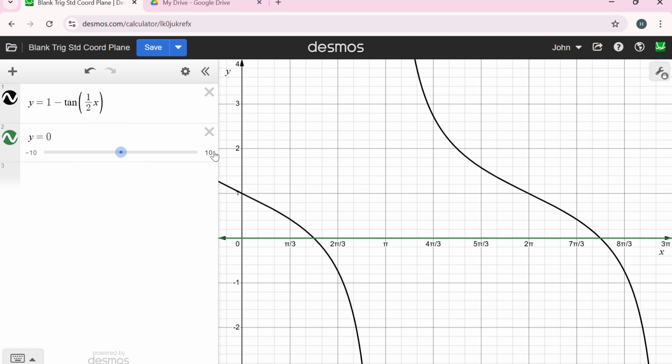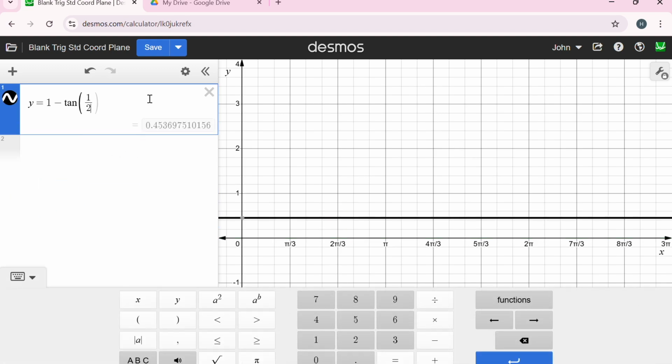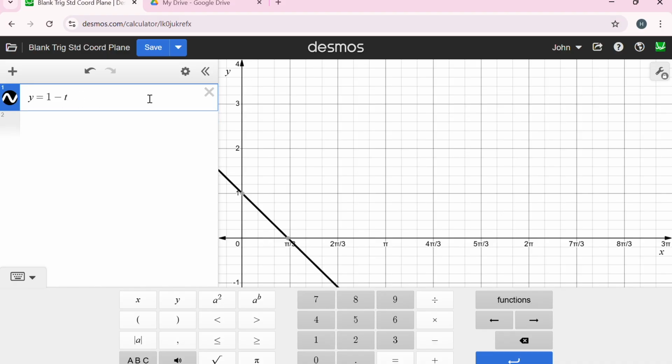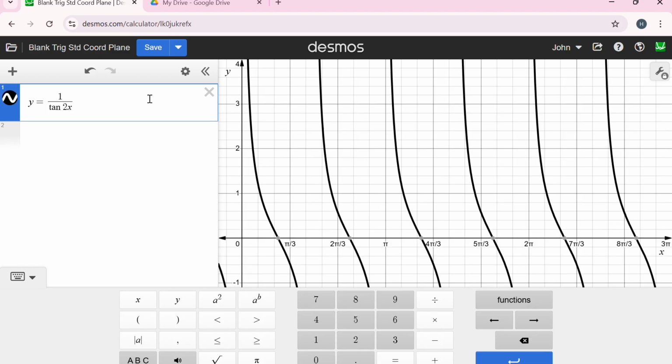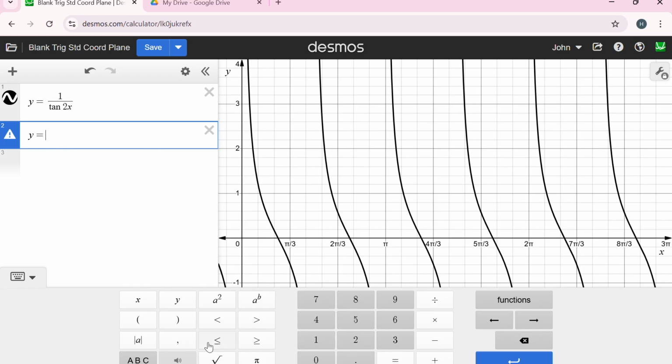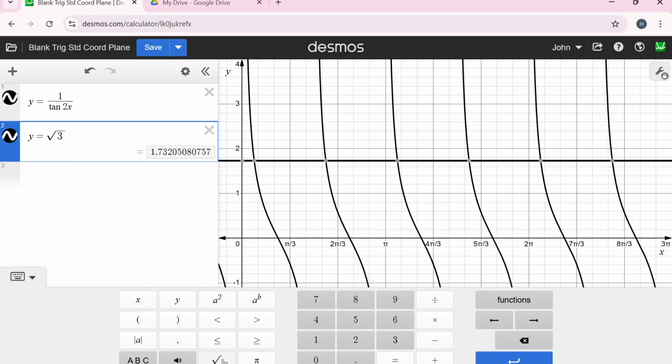And the last one, number 10. I have cotangent of 2x, so I'm going to use the reciprocal, tangent of 2x. So 1 divided by tangent of 2x, that's the left side, folks. And then the right side is y equals, I need the square root of 3. All right, and then let's see where they intersect.